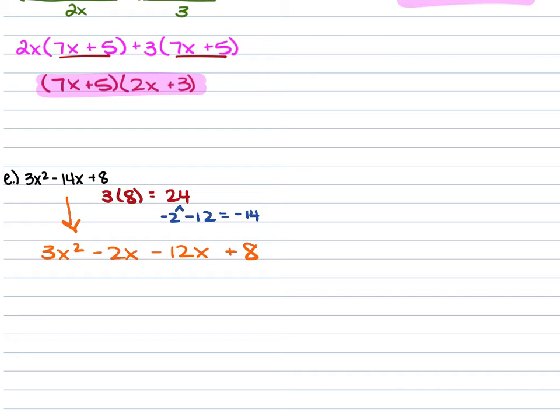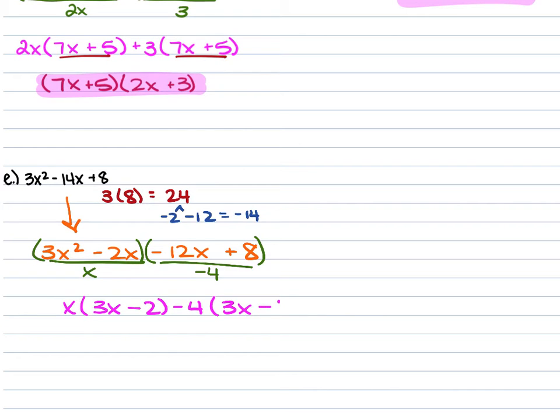We have our 4 terms, so we'll factor by grouping. We're going to factor out an x from the first set of parentheses, factor out a negative 4 from the second. So this becomes x times 3x minus 2 minus 4 times 3x minus 2. Your two sets of parentheses are the same, so we're going to have 3x minus 2 times x minus 4.